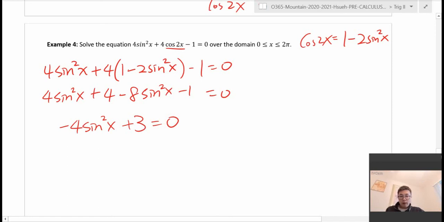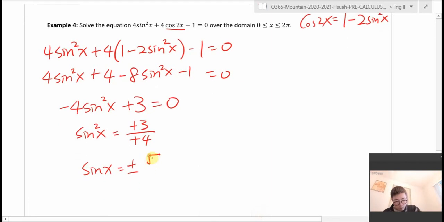Okay, and then we just need to solve for sine squared x, right? So move 3 over, that's -3. Divide both sides by -4. Because both are negative, so really it's just positive. And now if I square root both sides, I get sine x equals, remember because we're taking the square root, so it's going to be plus minus.